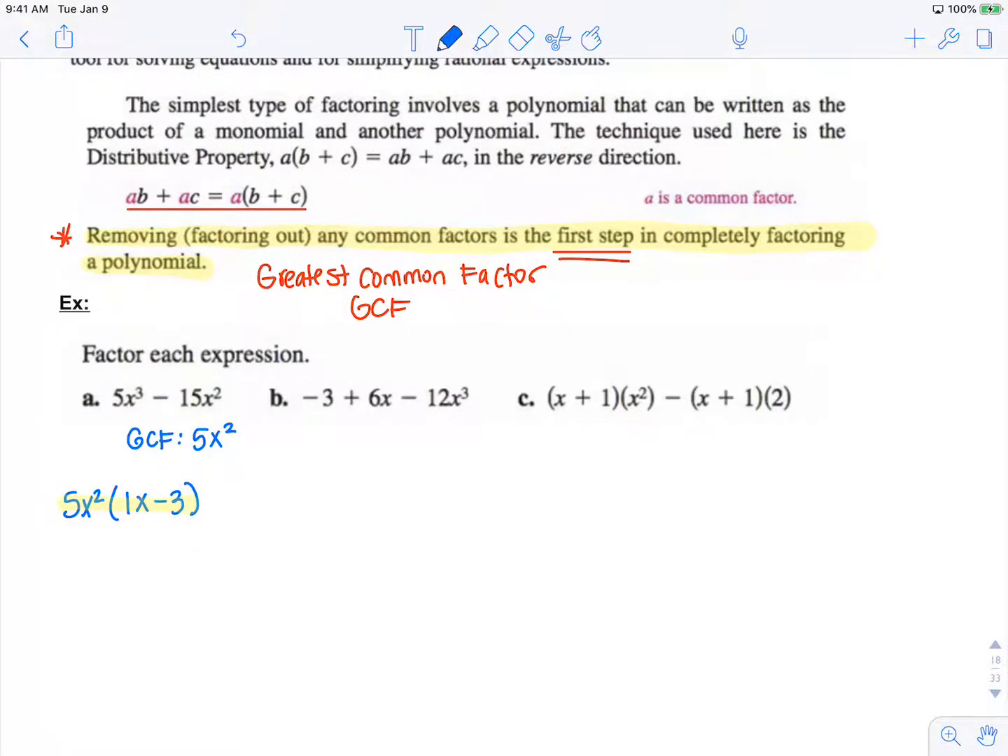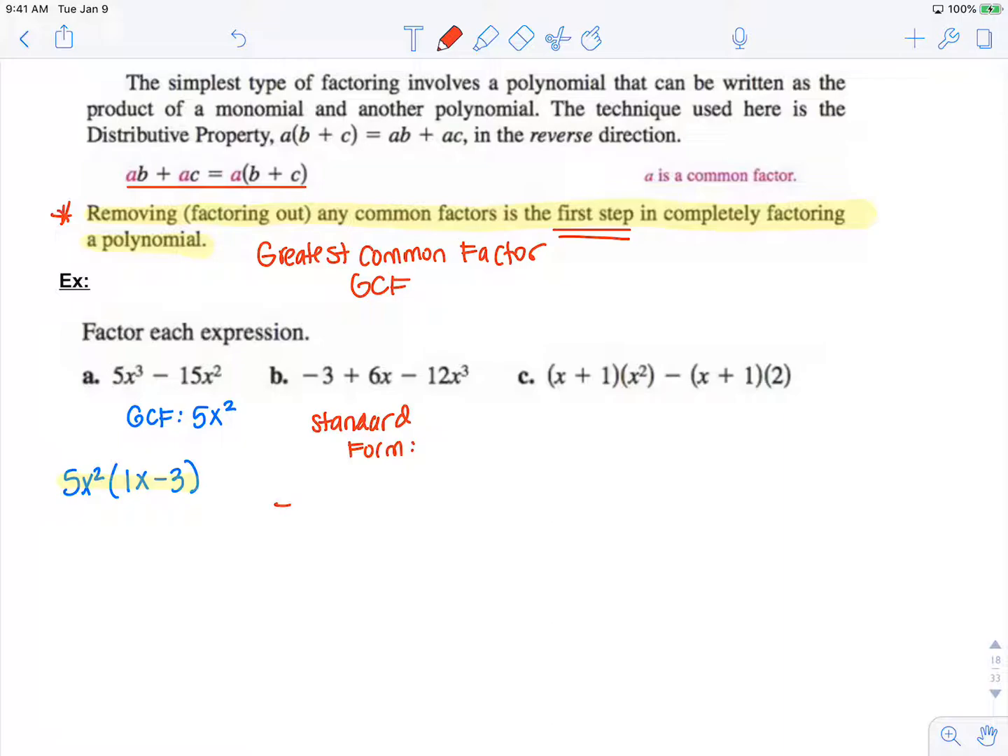Now part B. The first thing I need to do is write this in standard form because that makes our life easier. Negative 12x cubed plus 6x minus 3.